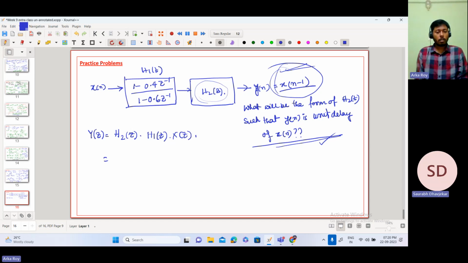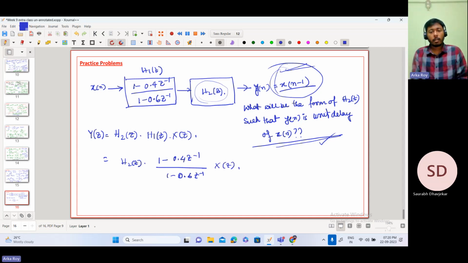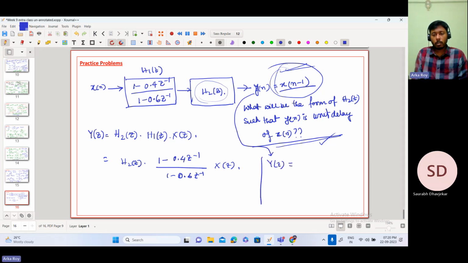Now I don't know what H2(z) is, but the H1(z) information is obviously given. So that is 1/(1 - 0.6 z^-1) times X(z). But as per the question, Y(z) equals z^-1 X(z). So that is what we need to finally get. So how can we get it from H2(z)? That is just multiplying with the reciprocal itself: 1 minus 0.6 z^-1, over 1 minus 0.4 z^-1.